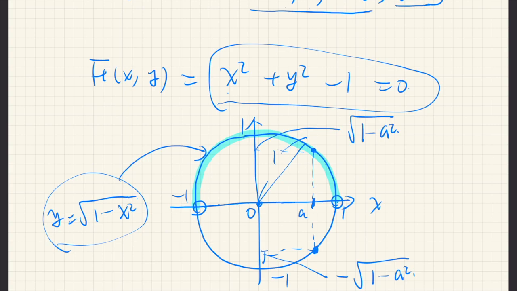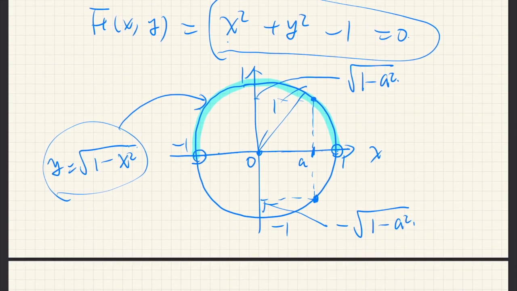A part of a curve is called a branch of this curve. So we may say this is a branch of the unit circle where the y coordinate is positive. And we can also define the negative branch, this part. That would be y equals negative square root of 1 minus x squared. So this is another branch.